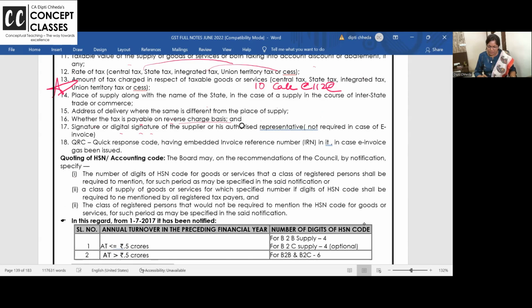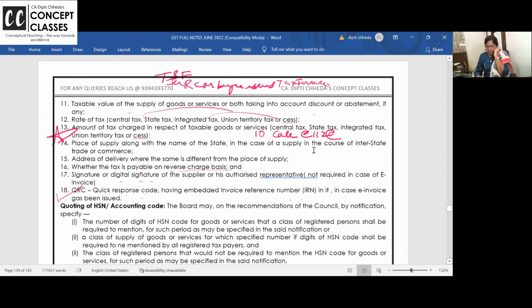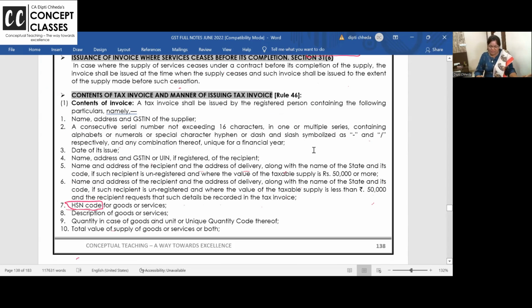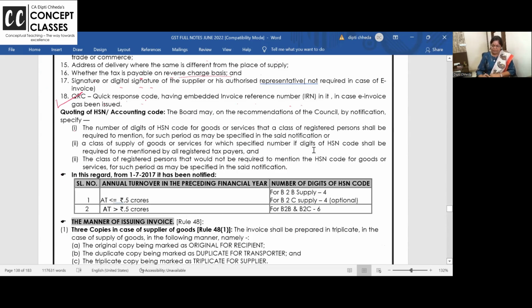And quick response code, QR code, having embodied invoice reference number. QR code से scan करके automatic invoice reference number आता है, and this is required in case of e-invoicing. I'll talk everything about this in detail tomorrow. But how is this all? Is it very easy or not? बस एक बार के लिए कुछ ऐसे contents मालूम होने चाहिए. Need not mug up this list.